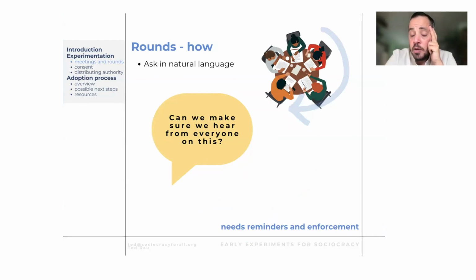But then if somebody jumps in and skips or talks again before everybody has spoken, it needs a reminder of, like, oh, actually, before you go a second time, can we first hear from so-and-so? People are not aware of how much they're monopolizing time. So that needs feedback, and feedback means you have to speak up and say it.